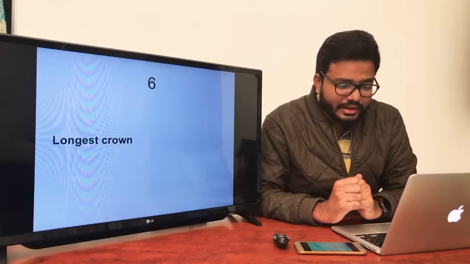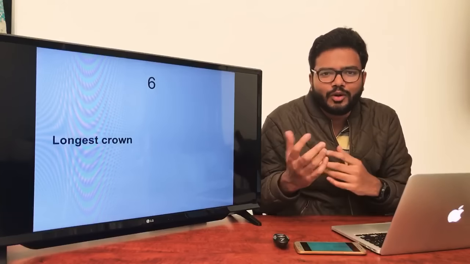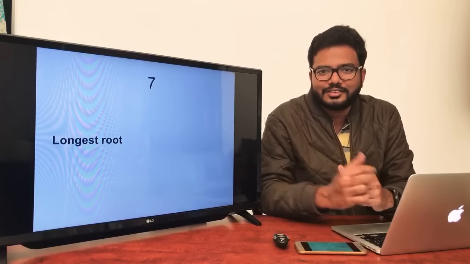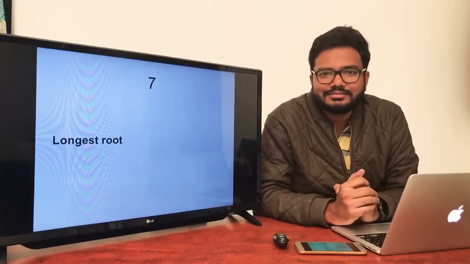So Anika says maxillary canine longest root. Okay Anika, don't spoil the session by giving the next question, because the next question is on the same. Longest root.